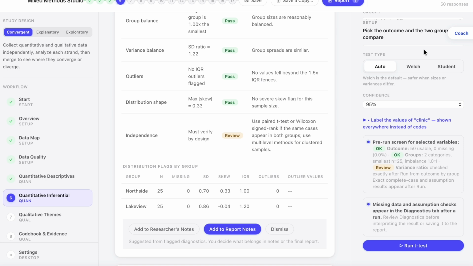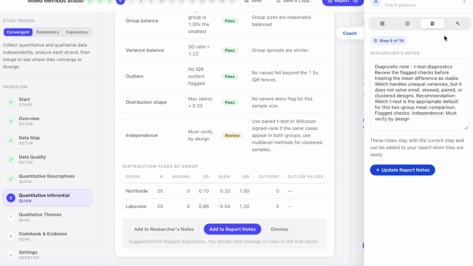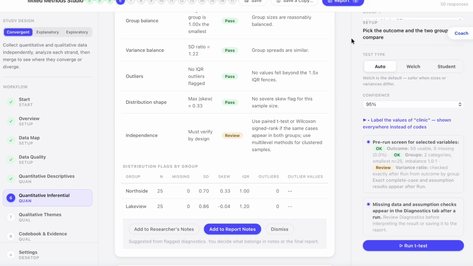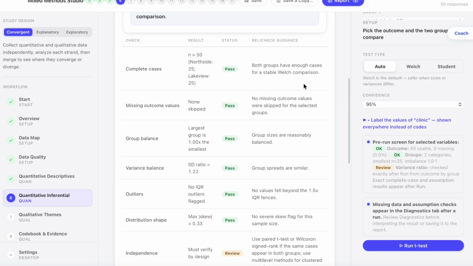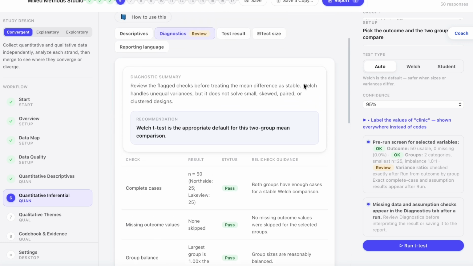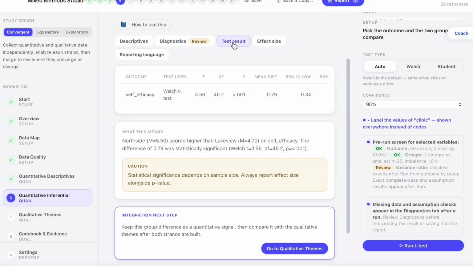If you add it to your researcher's notes, here's where it lands. Open the Coach tab, click the 3rd tab in, and your notes are right there. It's an editable notepad so you can write, add, and save as you go. In our study, the 2 clinics are different patients, so the groups are independent. And this is a flag to acknowledge, not a problem to fix.